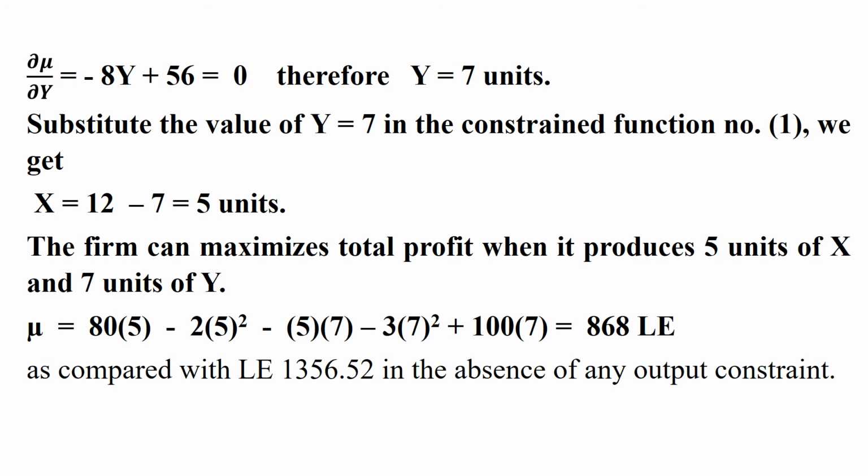I'm very tired talking about this. Okay, this is what we're going to do. So the units we have are 5 units. The firm can maximize total profit by producing 5 from X and 7 from Y. We substitute 5 for X and 7 for Y, and we get the total value, which is the profit itself.